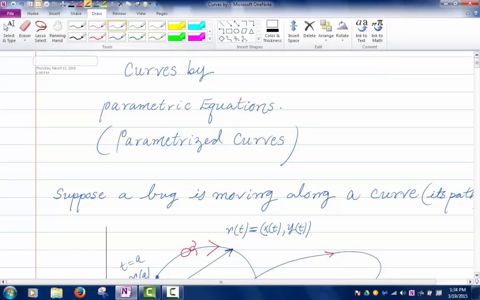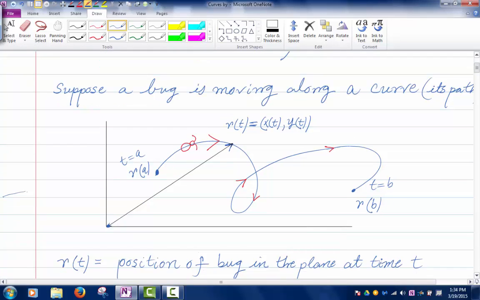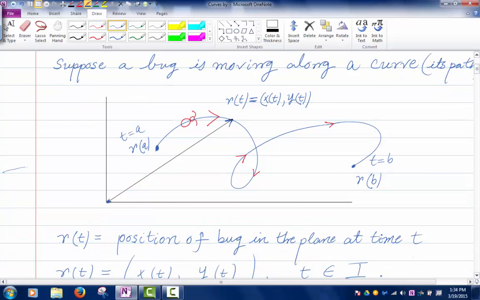In order to describe it in an intuitive way, I'm going to say the following. Suppose that there is a red bug, and the red bug is moving on the plane. As the red bug is moving on the plane, it is tracing out its path, right? And I'm going to call its path the curve. So a bug is moving along a curve, which is its path, and it is tracing out a path, and that's the curve, and it's called the parametrized curve.